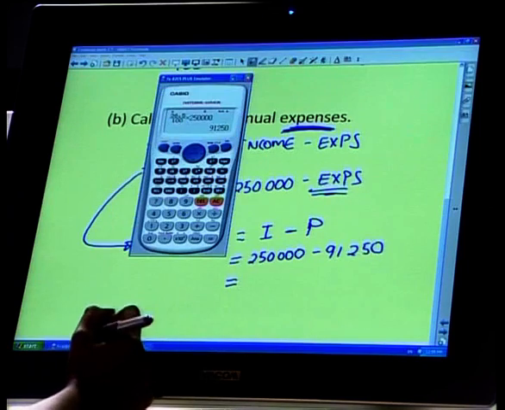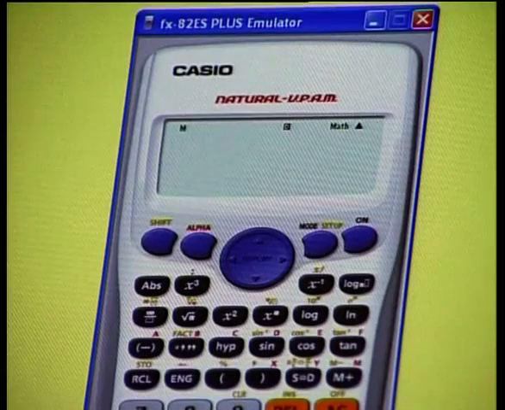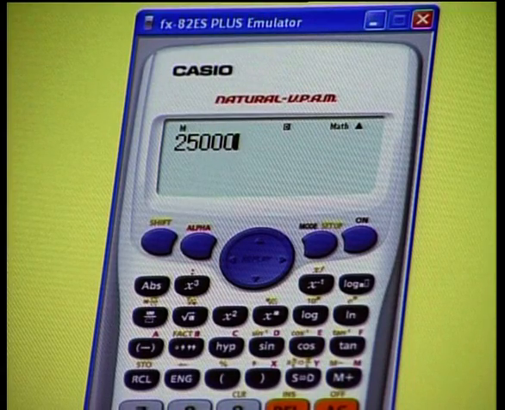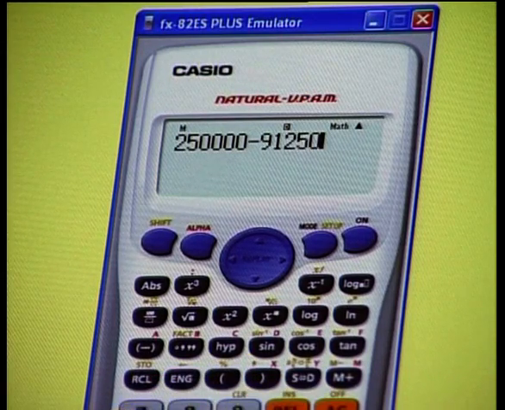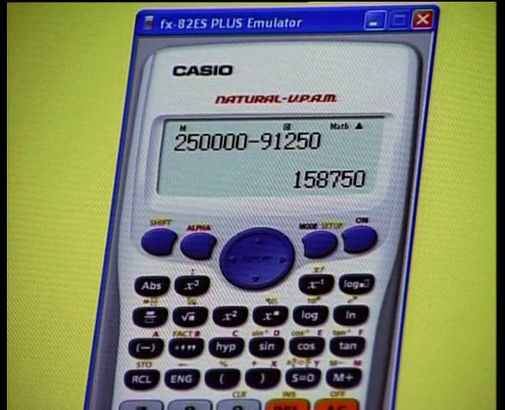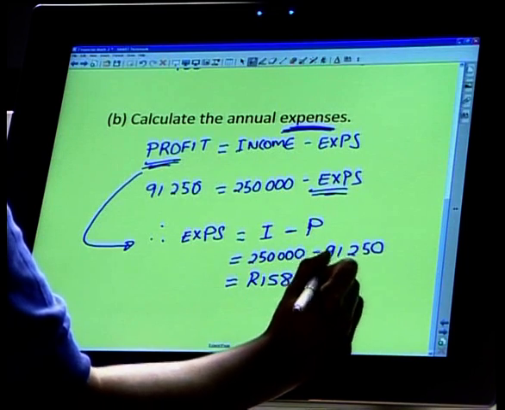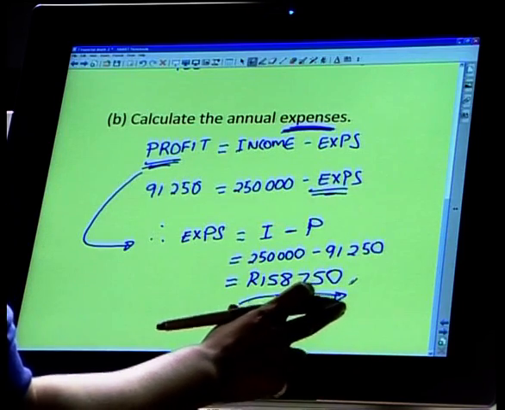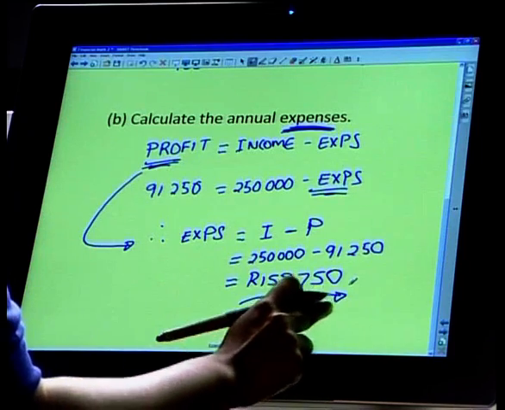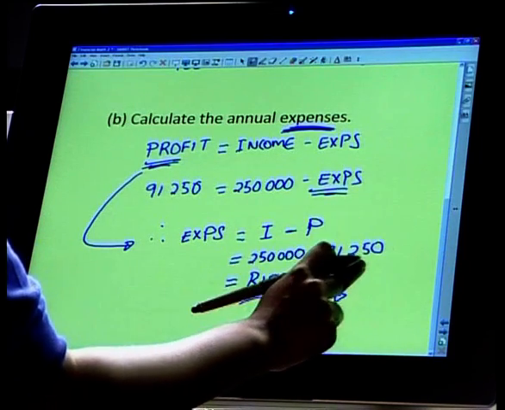And that will give us a value for our expenses. So it's 250,000 minus 91,250. And that gives us 158,750 Rand of expenses. So what you can see here is that his expenses were actually greater than his profit. But since his expenses weren't greater than his income, he still managed to make a profit.